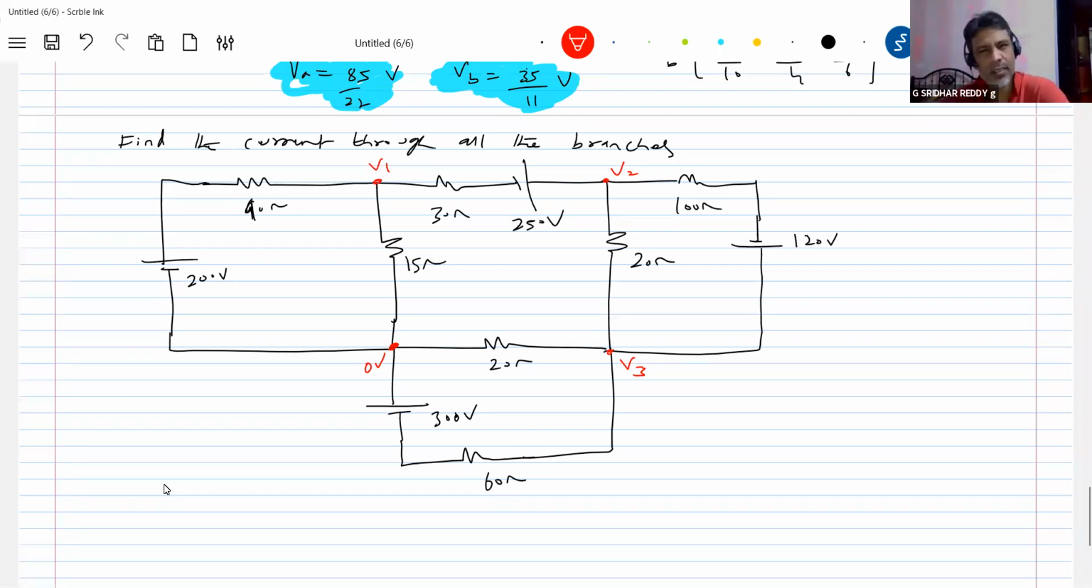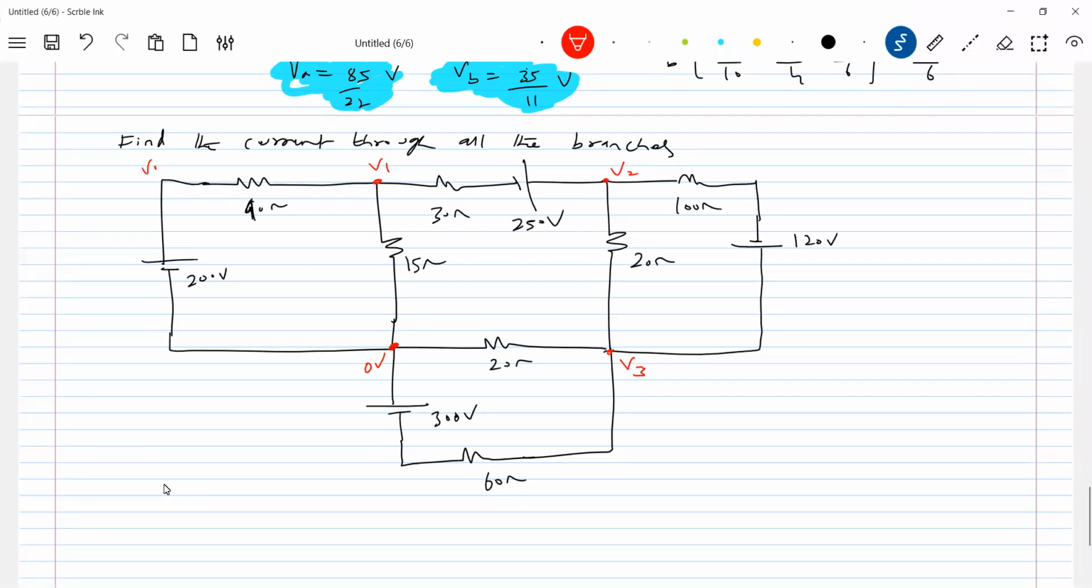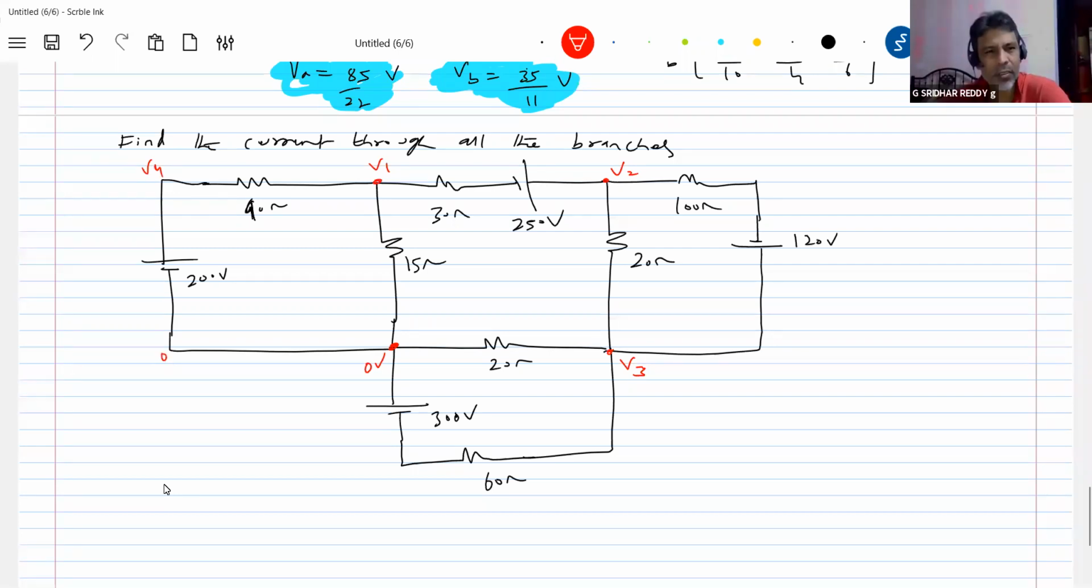Are you getting this? So just don't assume that. Don't write like this, V4. We know this is 0 volt. What is V4? 200 volt, no? There's no necessity to write it. And here also V5. What is the potential difference? V5 minus V3 should be minus 120. We know that. So there's no necessity to define this as a node. So these are the possible things.